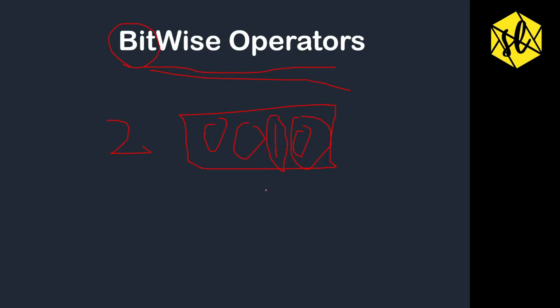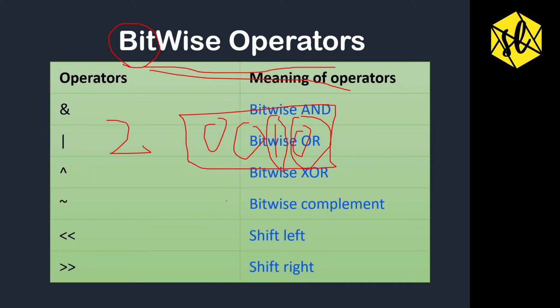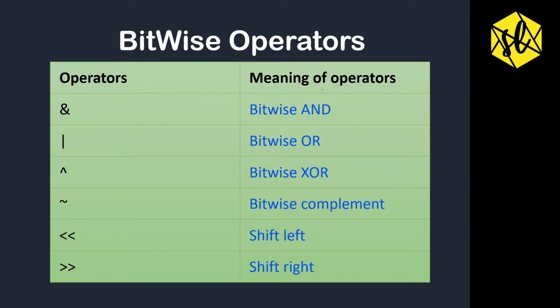So now what are the types of bitwise operators? Let me just erase it. Yes, now we have a total of 6 bitwise operators. We will understand each one of the operators one by one. For now, just remember the names. For example, this one is bitwise AND operator, bitwise OR, bitwise XOR, bitwise complement, left shift and right shift. So now let's move to each operator one by one.